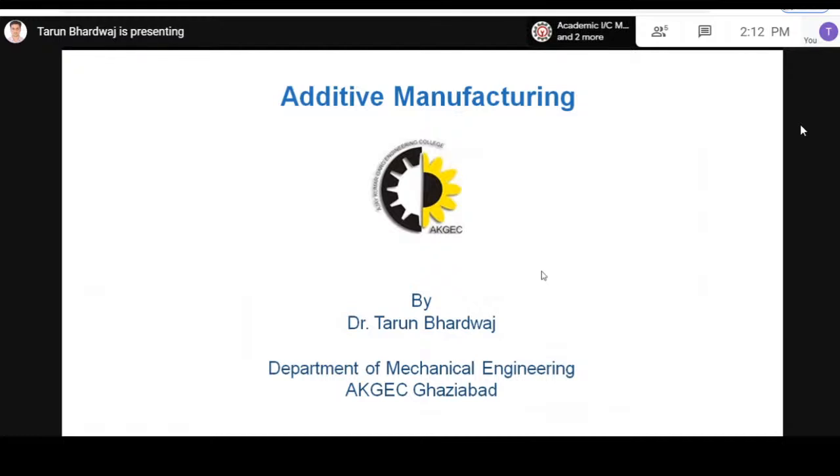He has pursued his master's and PhD from MNIT, Motilal Nehru National Institute of Technology, Allahabad. He has pursued his PhD in the field of laser additive manufacturing. He has published more than 5 papers in international and national journals, as well as 5 papers in the national proceedings. He is a great scholar in the MNIT. So I welcome Tarun to give his speech for the day. I welcome you, Tarun. Please take over.